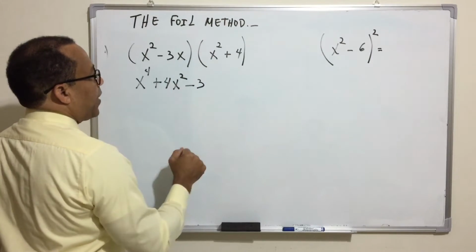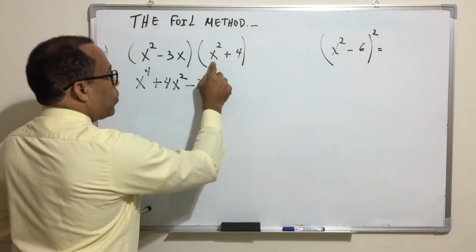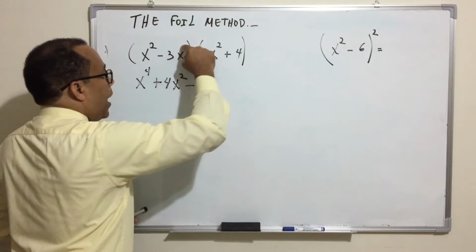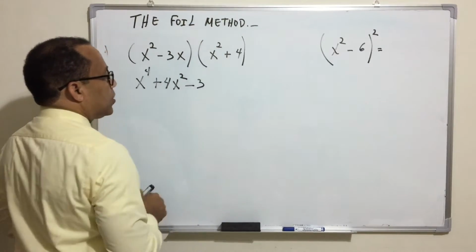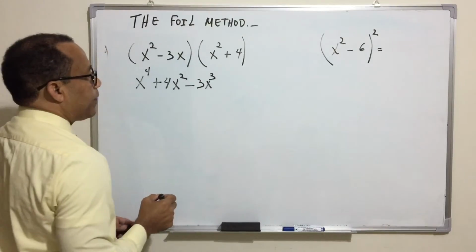And now multiply the variables. X times x to the second. While multiplying variables, we add the exponents. So this is 1 plus 2. So this will be 3x to the third power.